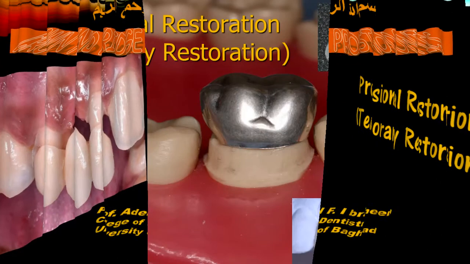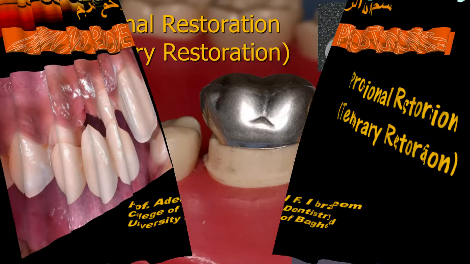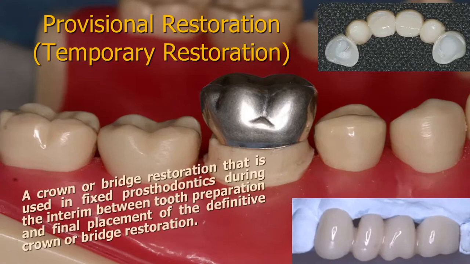What we mean by provisional restoration, it is any restoration, whether a crown or bridge, that is used in fixed prosthodontics during the interim between tooth preparation and final placement of the definitive crown or bridge restoration.